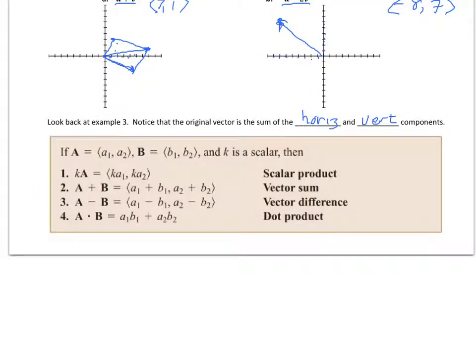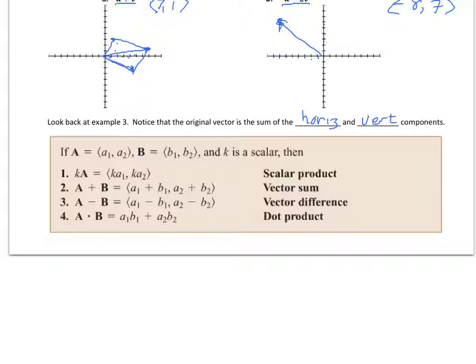Okay, so to finish this page off, just some notations. Again, notice everything here is in component form, and you're going to see that a lot, because component form is the easiest to work with vectors. So if vector A is here and B is here, then for the scalar product, we take the scalar K and multiply it through both the horizontal and the vertical component. Add your horizontal components, add your vertical components. Easy stuff. The difference, subtract it. We all know that.